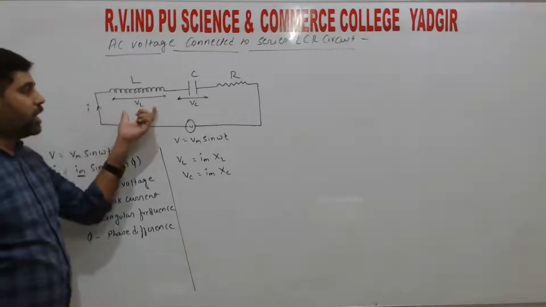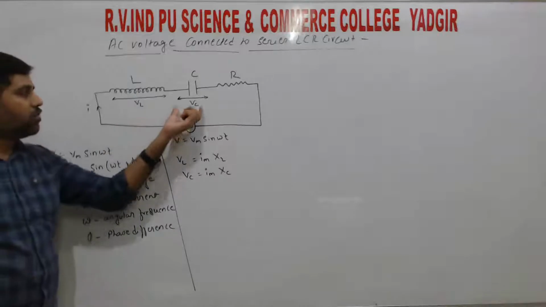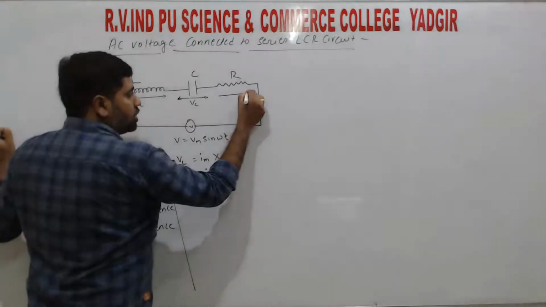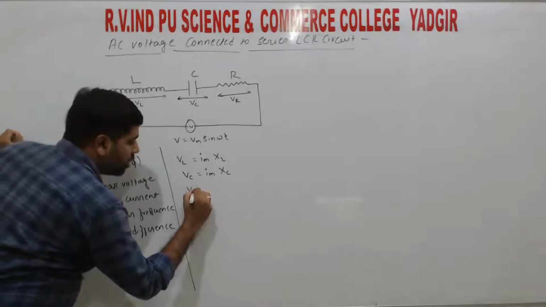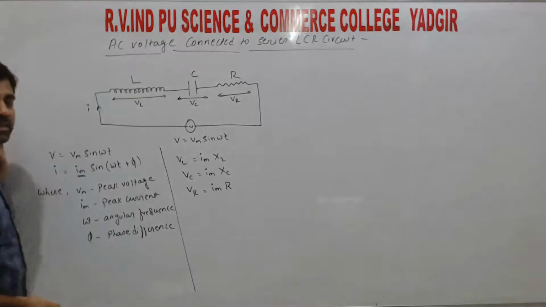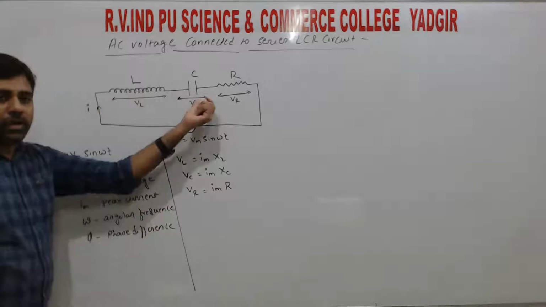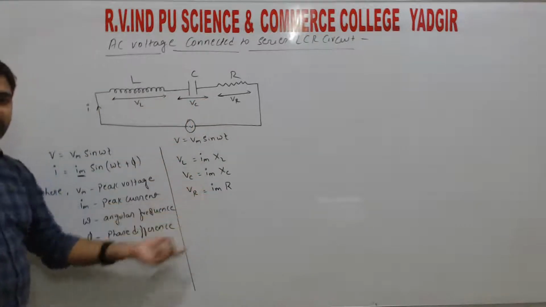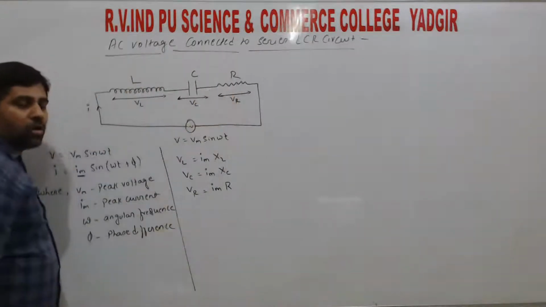So in series, the voltage gets divided. The voltage across the inductor we take as VL, the voltage across the capacitor as VC, and the voltage across the resistor as VR. VR equals Im into R, where R is the resistor and Im is the peak current. The maximum current flowing in the circuit remains the same, hence we take Im as constant here. So we have Im into XL, Im into XC, and Im into R.